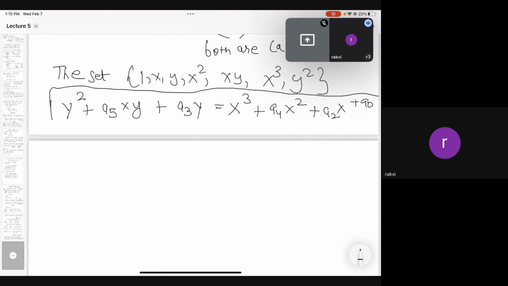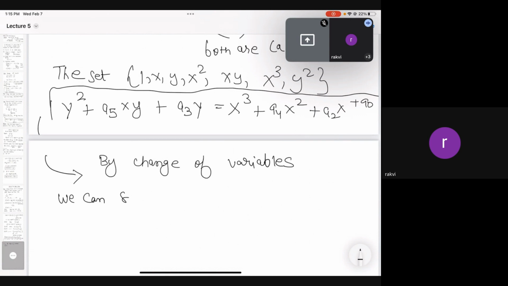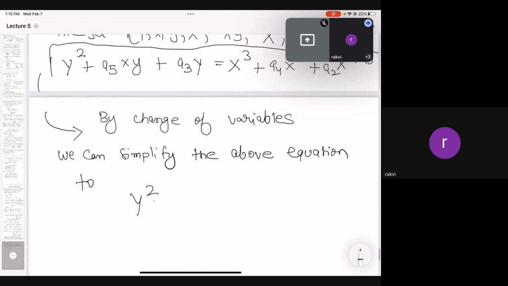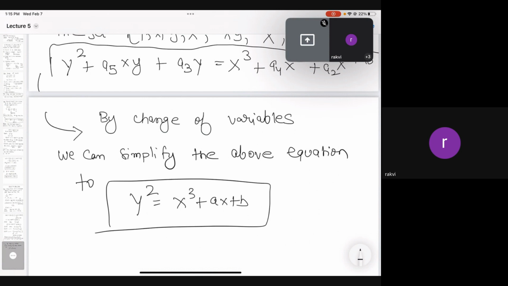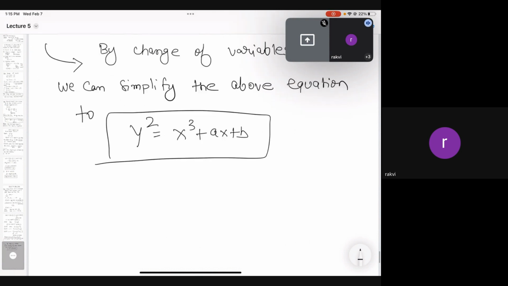And now, by change of coordinates, or basically by change of variables, simplifying this and applying a transformation, we can simplify the above equation to Y square equals X cube plus aX plus b. And this is what we call the Weierstrass form of an elliptic curve.